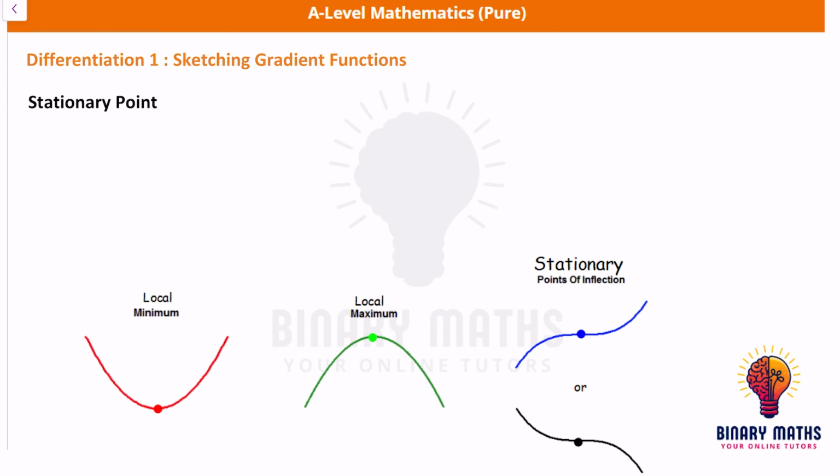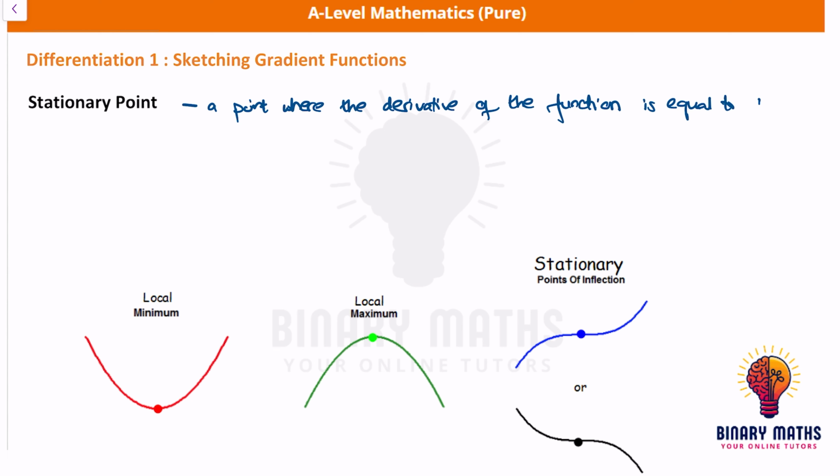This lesson is all about sketching gradient functions correctly. Let's start off with defining a stationary point. A stationary point is a point where the derivative of the function is equal to 0. So if you were to draw a gradient at that point, the gradient at that point would be equal to 0.